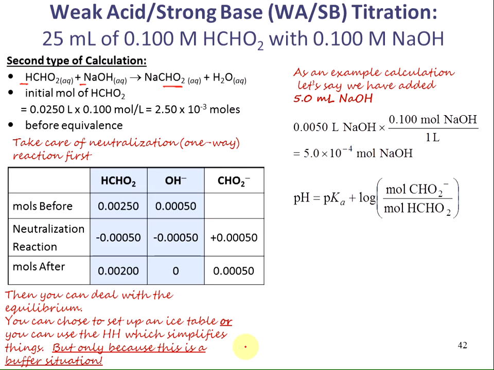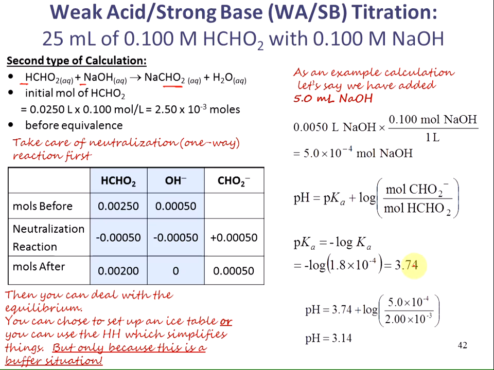So if I use my Henderson-Hasselbalch equation, remember pH equals the pKa plus the log of the base form, the conjugate base over the acid. So we looked up the Ka value of the formic acid. It's 1.8 times 10 to the minus 4th. I take the negative log of that to get my pKa, and I get a value of 3.74.